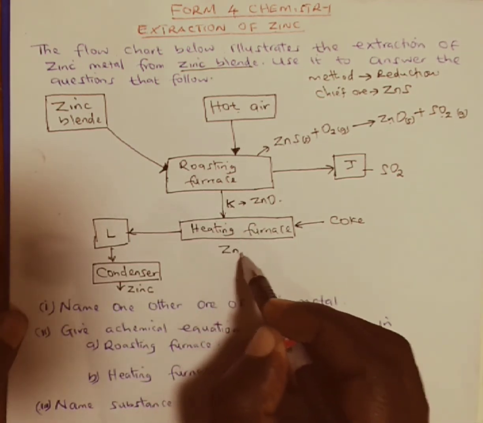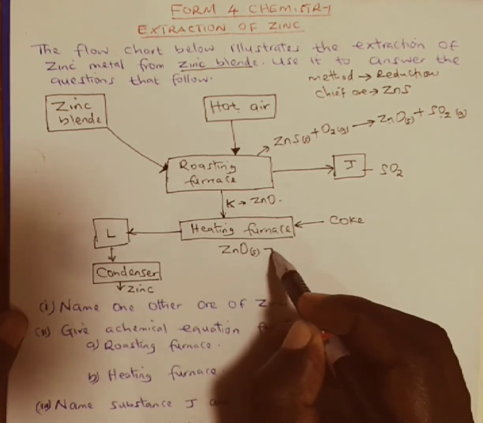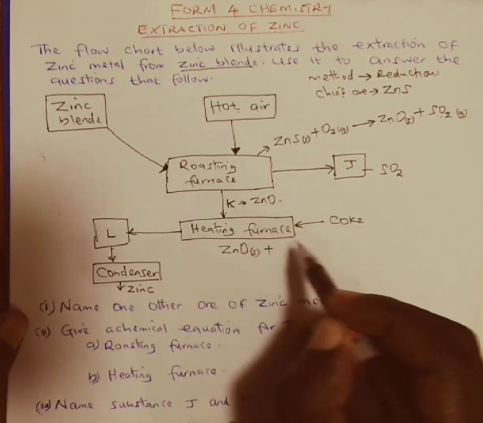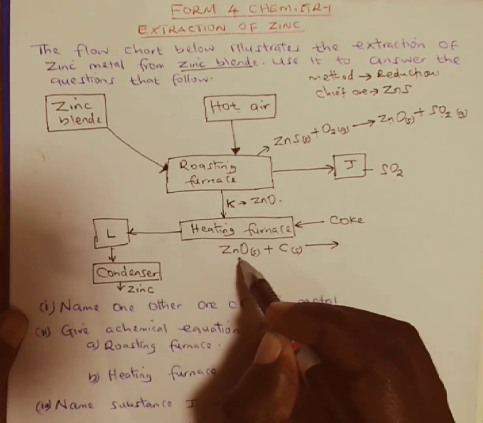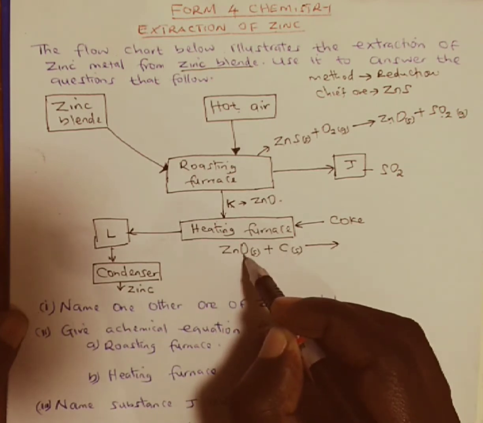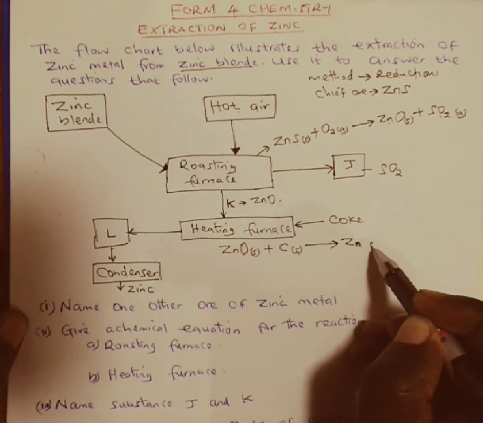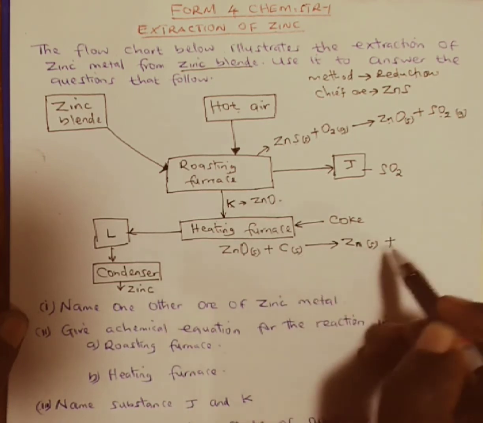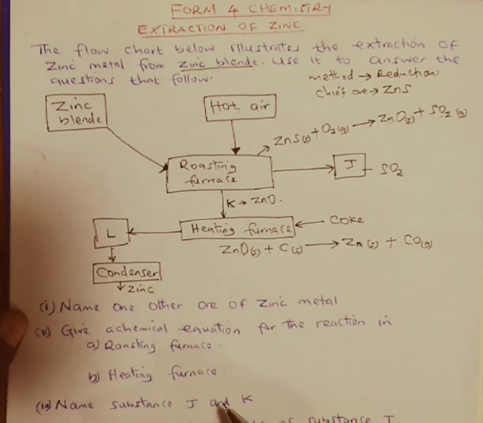So we take the zinc oxide, which is a metal oxide, then we reduce it with the incoming coke. Another name for coke is carbon, which is a solid. Coke takes up the oxygen so that we remain with zinc metal, plus of course carbon 2 oxide, which is a gas.